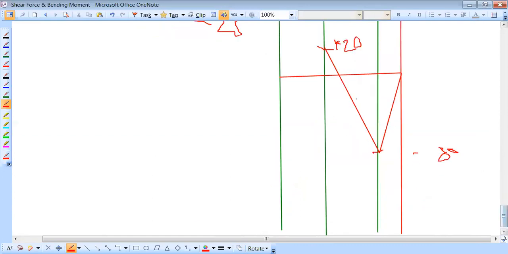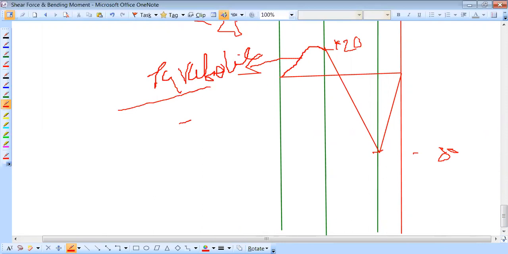Again A is equal to 0. This portion should be parabolic because of the UDL load. So this portion has the value 0. This one is the point A, and this is the point C. This is the point D. This point is B. So this shaded diagram is the BMD.